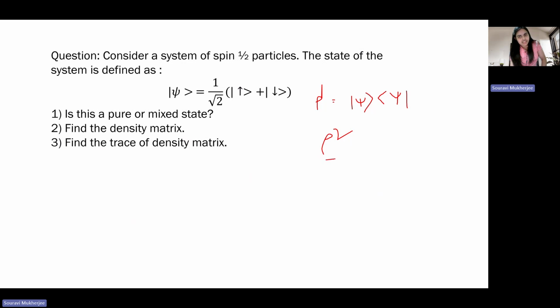So this is how it will look. See if rho square is actually equal to rho or not. If they are equal, then it's a pure state. If they are not, then it's not a pure state. That's a very mathematical way of doing it. Okay.